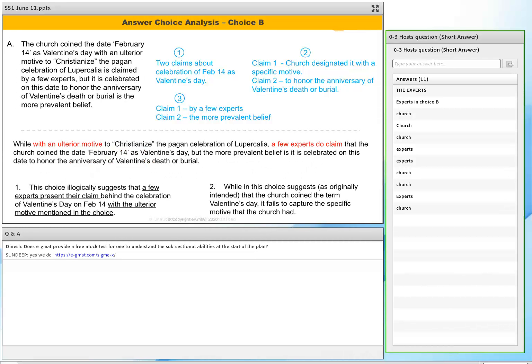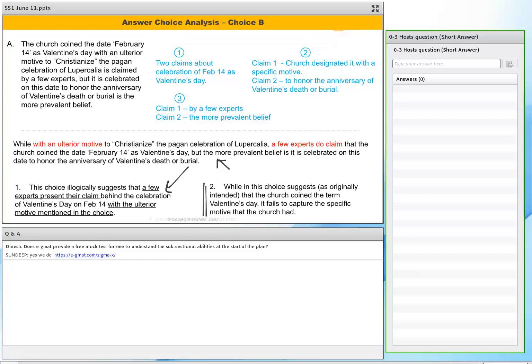So this choice illogically suggests that the experts present their claim. This is basically your choice B, by the way. And it actually misses why the church coined this. The ulterior motive of the church is completely gone in this case. So when you think about it from a meaning standpoint, is the intended meaning communicated by the author? It's absolutely wrong.